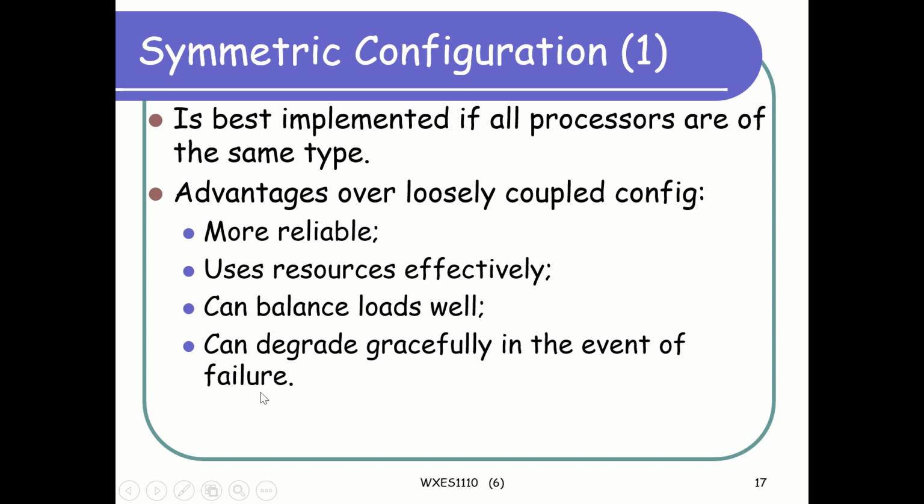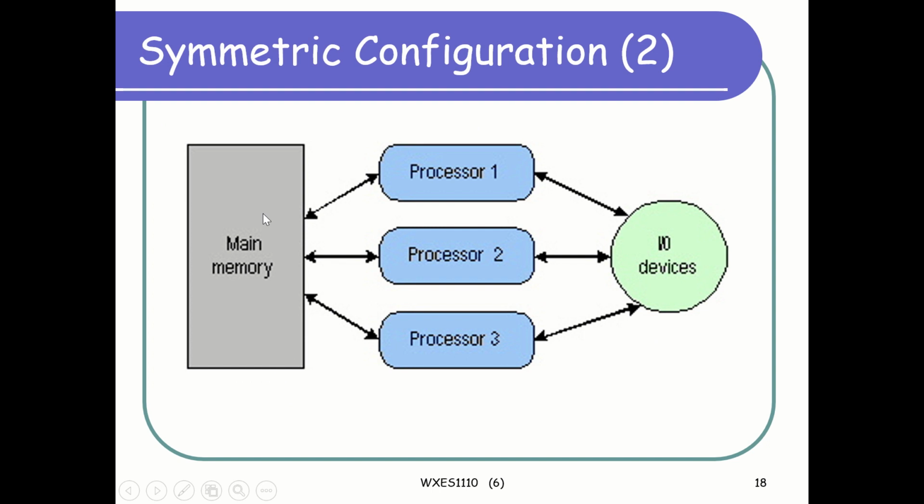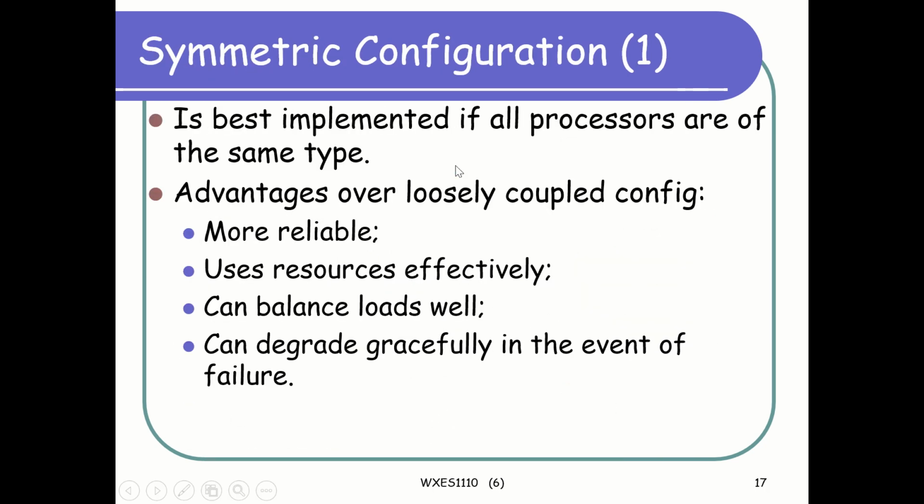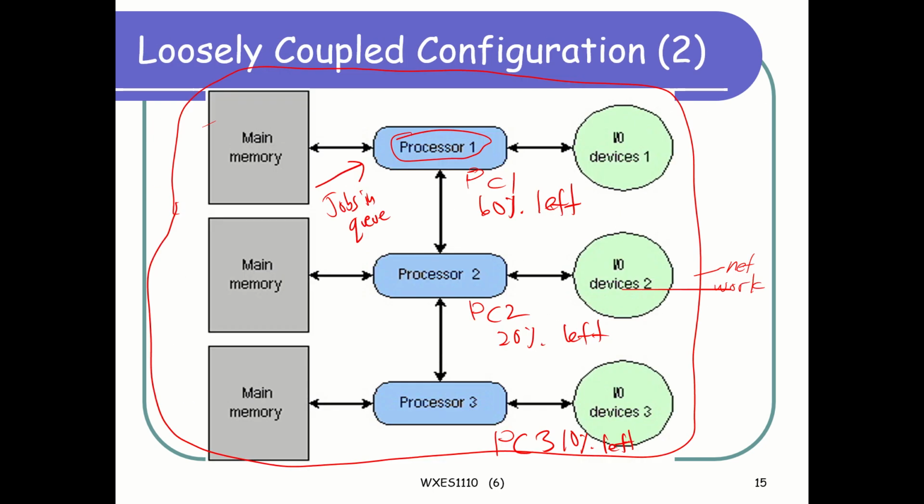Okay, it's not a single point failure. So you have here processor 1, processor 2, processor 3, or in a single PC we call it core 1, core 2, and core 3. And then you have all this connected to the same memory and same input output devices. This is what we call symmetric, as opposed to asymmetric. This is asymmetric and this is symmetric.